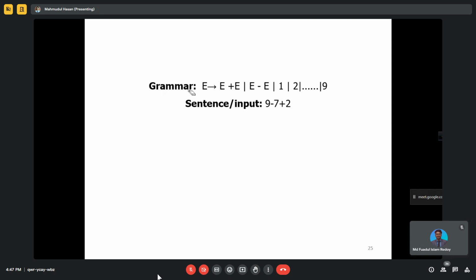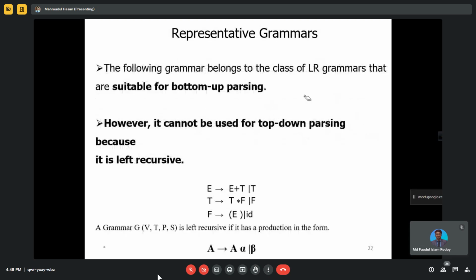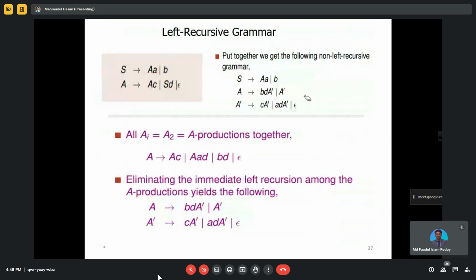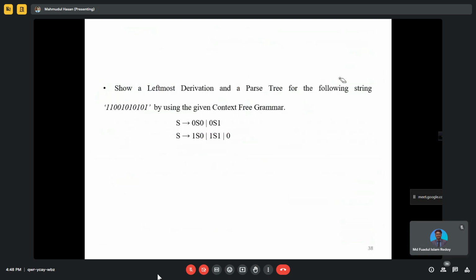So the question is, suppose this is the grammar and this is the input. Now check whether this grammar is ambiguous or not. Done. Okay, yes, sir. Now do some practice. This one.